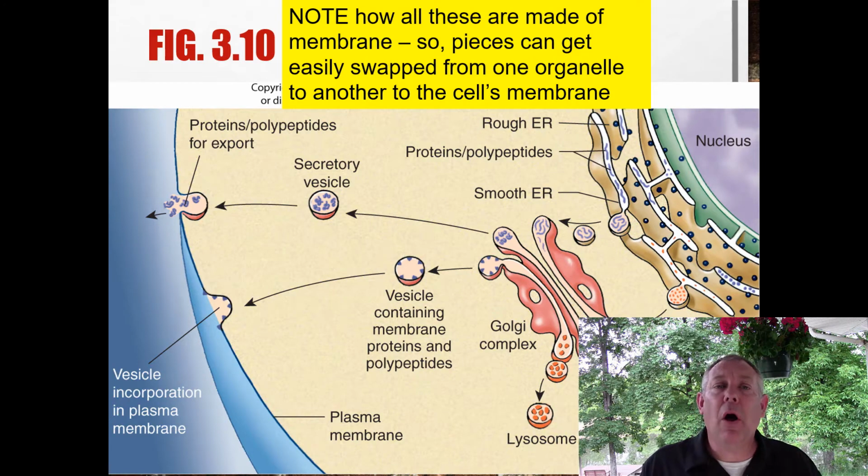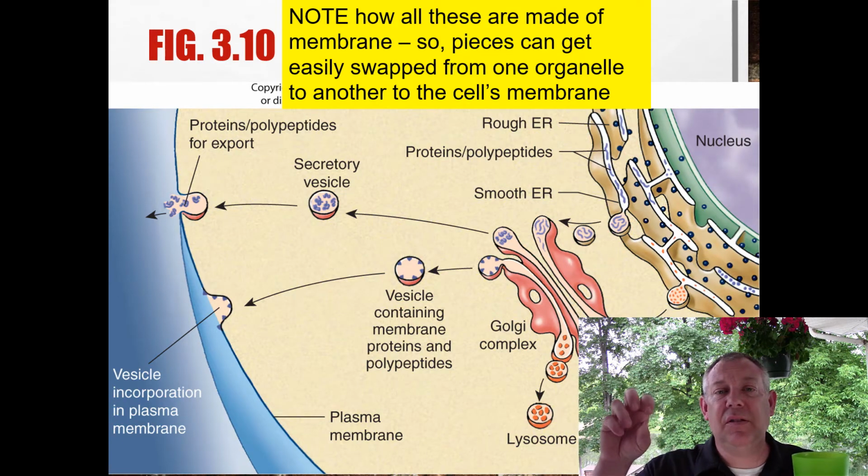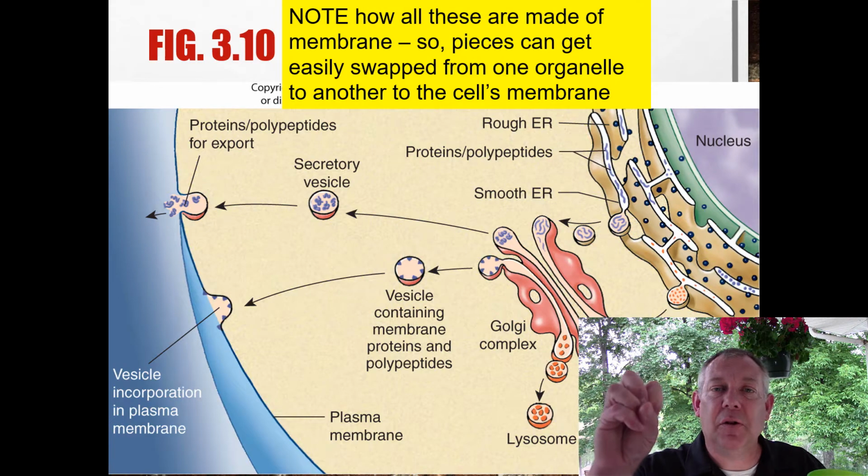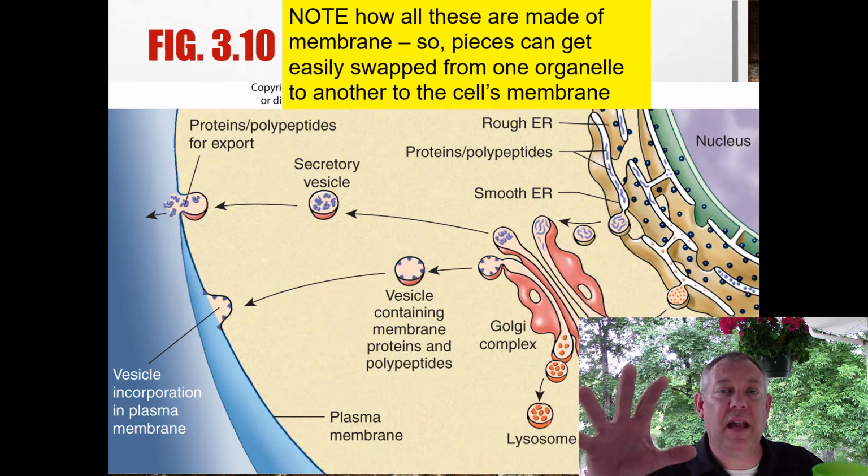Note again how they're all made of the same type of phospholipid bilayer, the same type of membrane. And so that's important because it means you can exchange pieces between them. And so you can have a piece of the endoplasmic reticulum bud off and form a vesicle, and then that vesicle can fuse with the Golgi apparatus because it's all sort of the same thing.